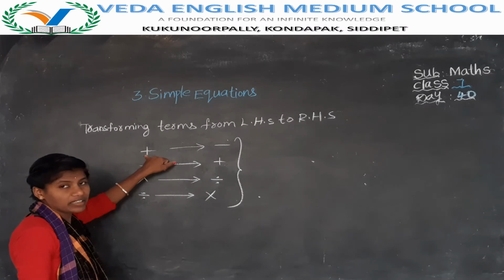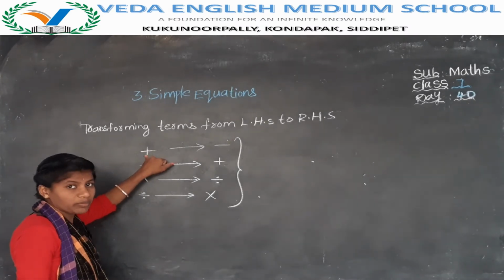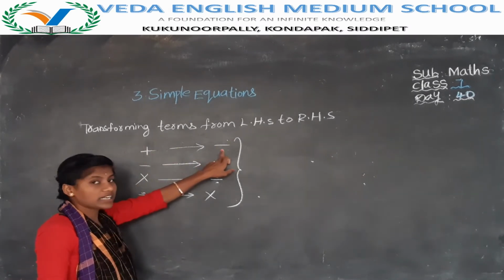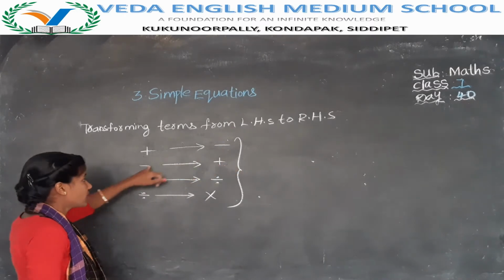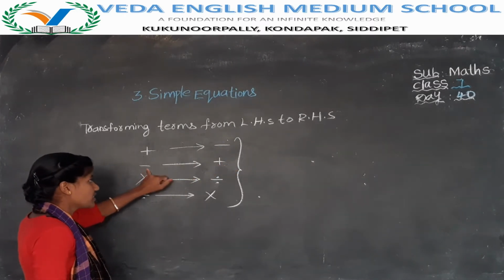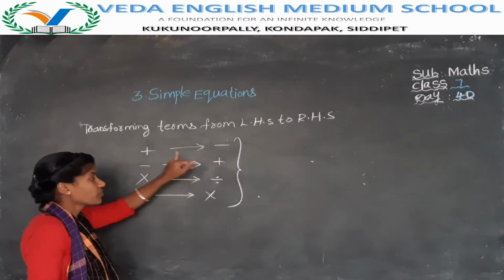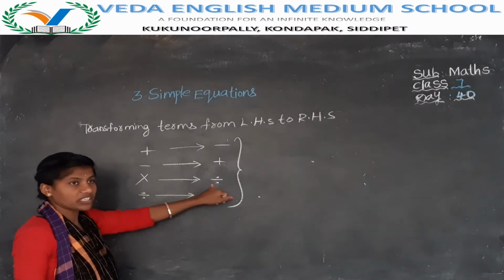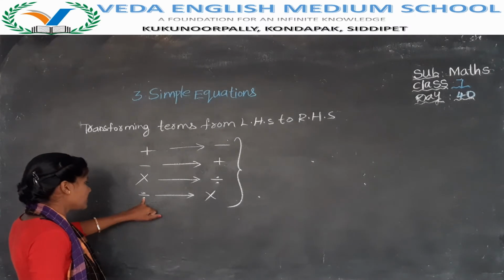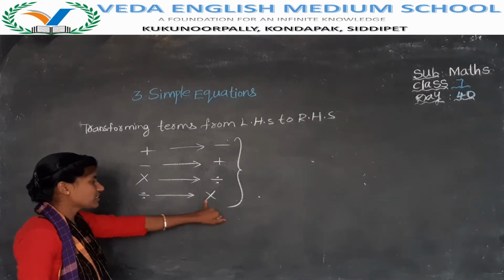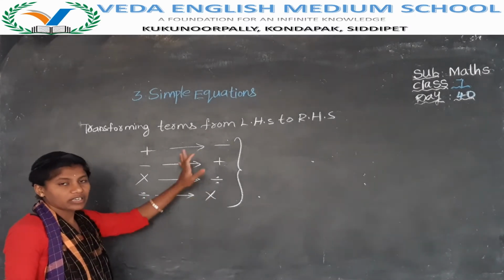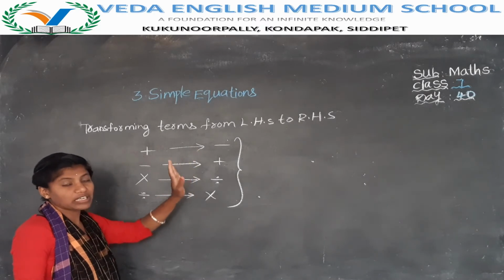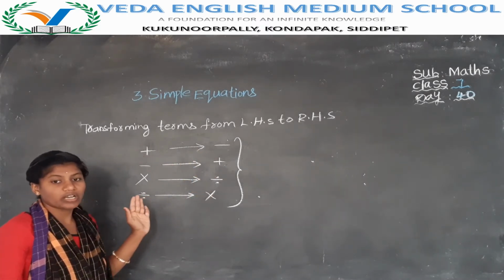If in the LHS the term is plus, then in the RHS it becomes minus. If the term in the LHS is minus, in the RHS it becomes plus. If the term in the LHS is multiplication, in the RHS it is division. In the LHS, if it is division, in the RHS it is multiplication. Like this, the symbols will change as terms move from LHS to RHS.